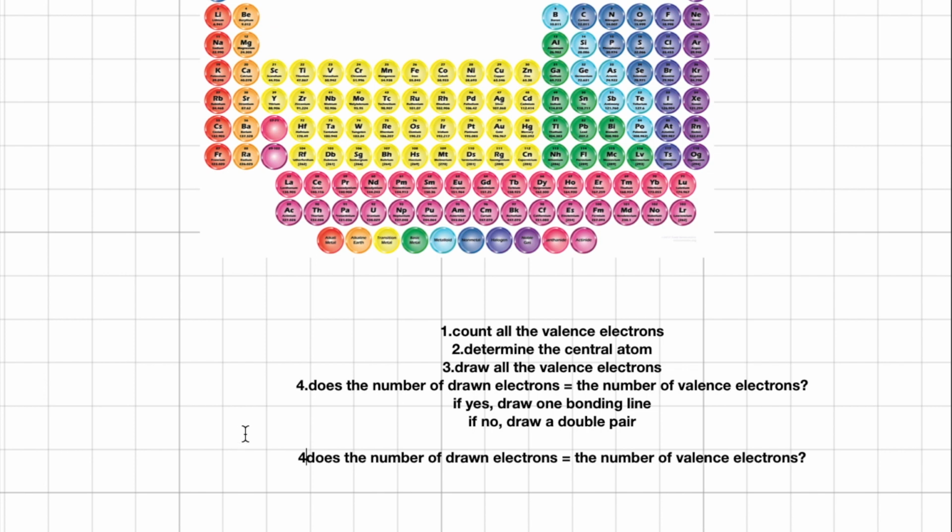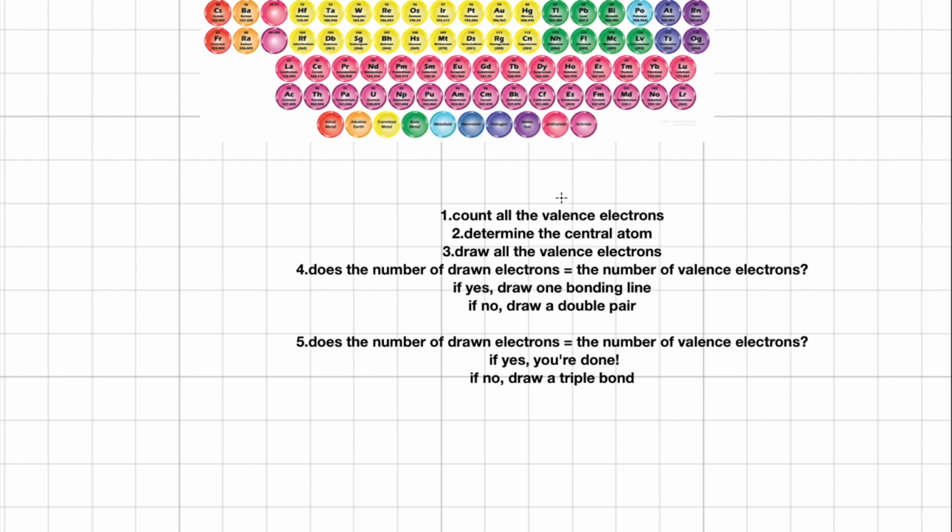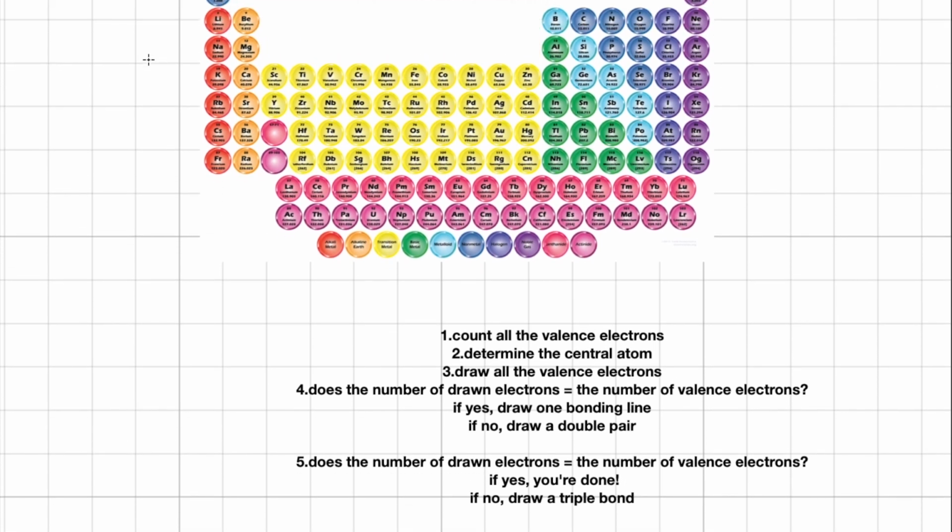I guess this is step 5. Okay, ask again. Does the number of drawn electrons equal the number of valence electrons? If yes, you're done. If no, draw a triple bond. Okay, and then you're done. Okay, so I'll explain all of this. But let's just do a simple atom.